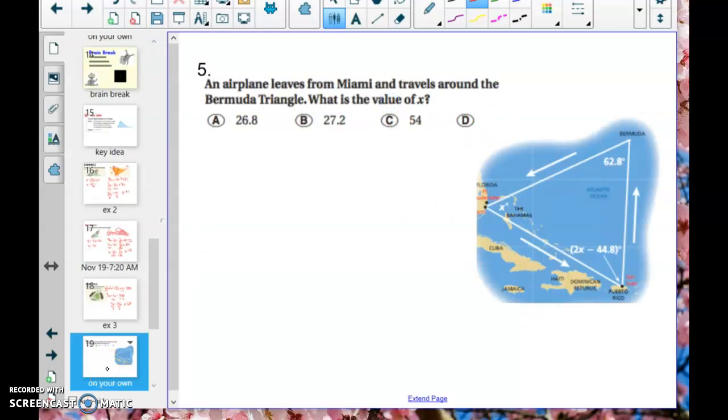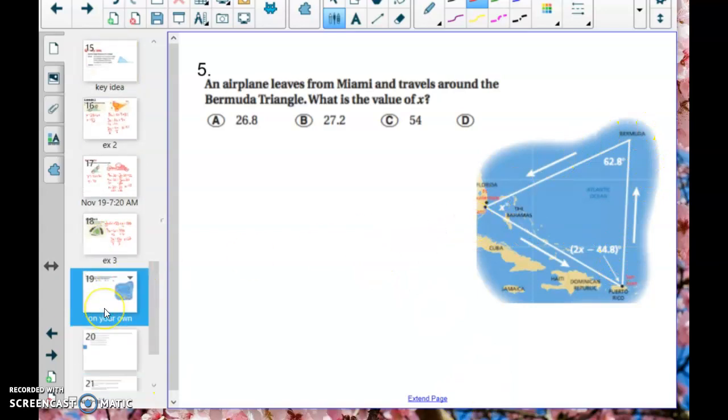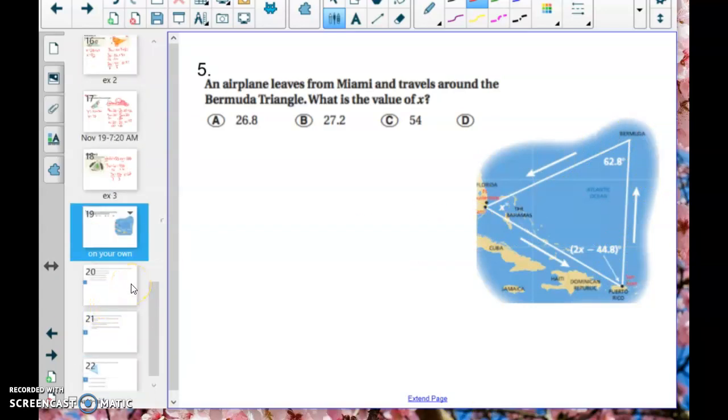All right, another real-life application one. It says an airplane leaves from Miami and travels around the Bermuda Triangle. What is the value of x? You can pause the video and solve that one on your own. Okay, just like the previous example, those three angles added together have to equal 180 degrees. So x plus 2x minus 44.8 plus 62.8 has to equal 180.